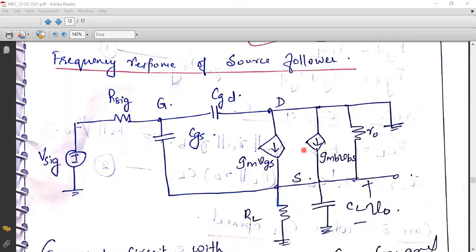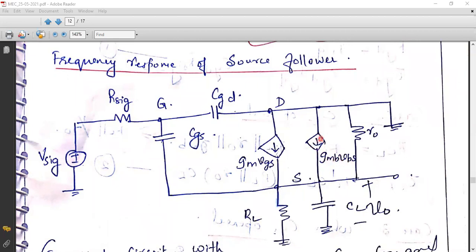And we are considering the body effect. Because of the body effect, I need to consider two current sources. In a typical configuration, wherever we are not considering the body effect, the signal current will be expressed as GM into VGS. But here, since body effect is predominant, we need to consider GM VGS as well as GMB VBS.